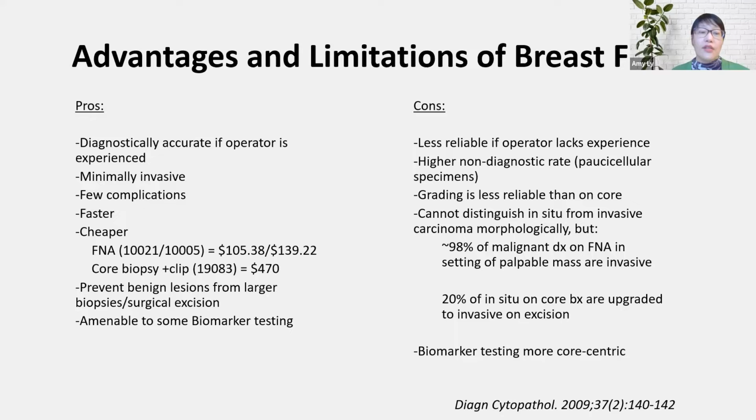It's pretty fast, it's definitely cheaper in the United States by our reimbursement rates, and FNA reimburses about a third of what a core biopsy with clip placement would. And with this technique, you can also prevent a lot of benign lesions from going on to larger biopsies or surgical excisions. They're also able to procure tissue that's amenable to some biomarker testing. The drawbacks of using breast FNA are that it's less reliable if an operator lacks experience.